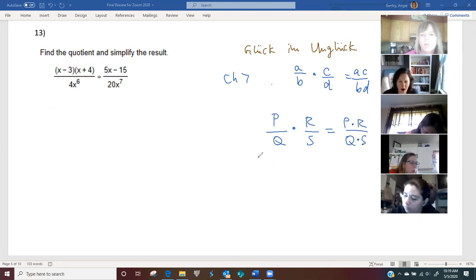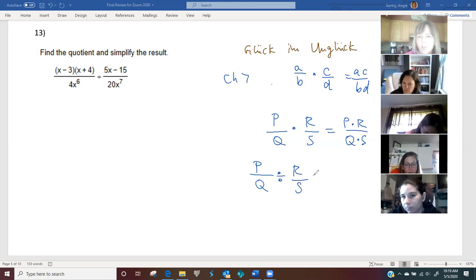And then what do we do if we divide? If you're dividing rational expressions, you keep the first one, you change the symbol from division to multiplication, and you flip the second one. That's what this problem wants, right?